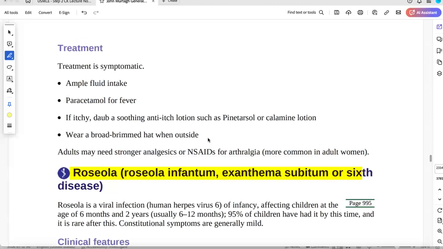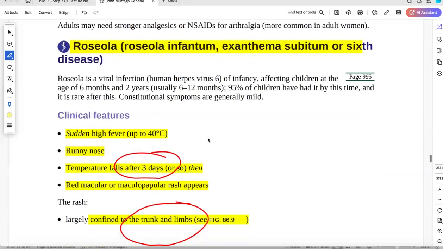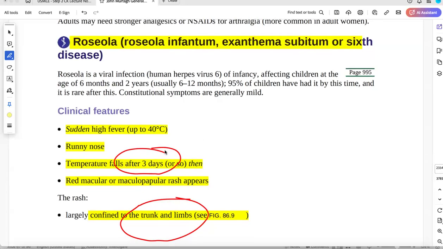For parvovirus B19, once the rash appears, the child is no longer infectious. So that's why there is no need for any school exclusion in parvovirus infection. Okay? Clear everyone with the parvovirus?